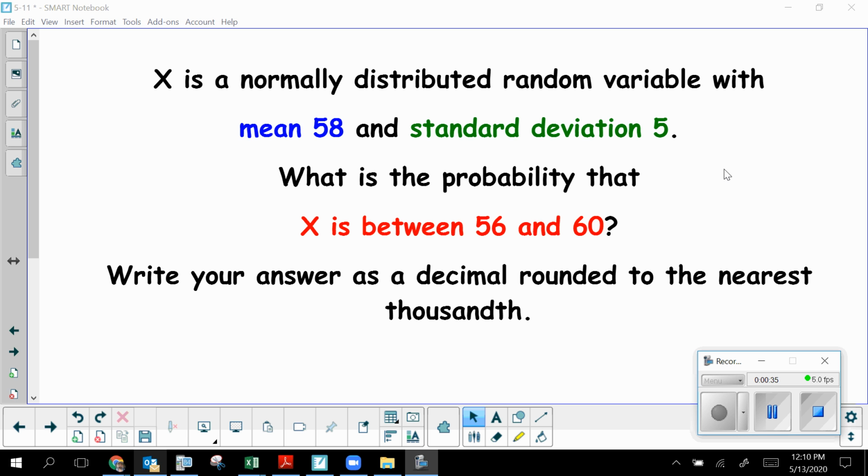This is the type of problem we're going to be taking a look at. So x is a normally distributed random variable with a mean of 58 and a standard deviation of 5. What is the probability that x is between 56 and 60? Because our standard deviation is 5 and the mean is 58, we can see that 56 and 60 are not equal deviations from the mean. Right? 58 plus 5 gives us 63. 58 minus 5 gives us 53. Those aren't the values that we have. So these are in between whole standard deviations from the mean.